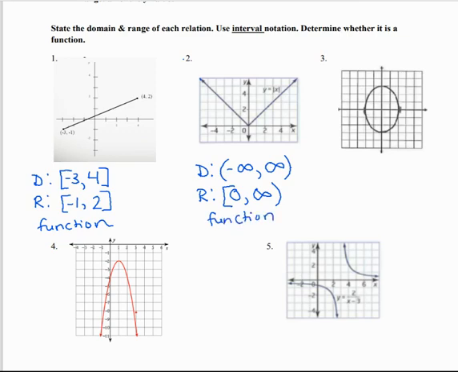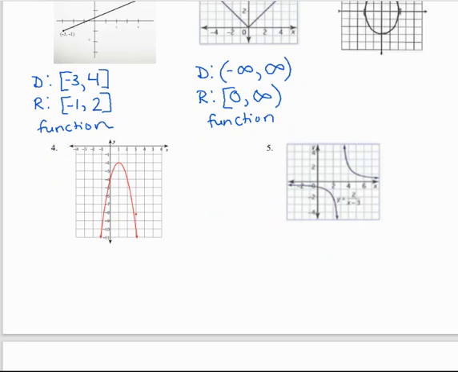I'm going to do one more with you, which is number 5, and then I'm going to have you go back to do 3 and 4. So for number 5, our domain, we've seen ones like this before, so let's see if you can do it. We're going to look from left to right. As I look to the left, I have this arrow here of going on forever. So that means that -infinity will be where I start.